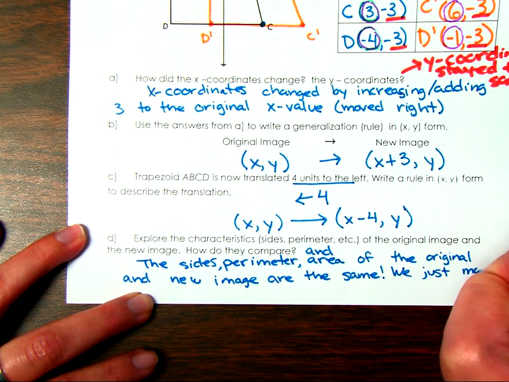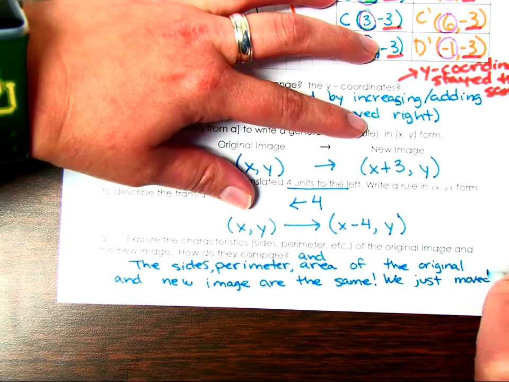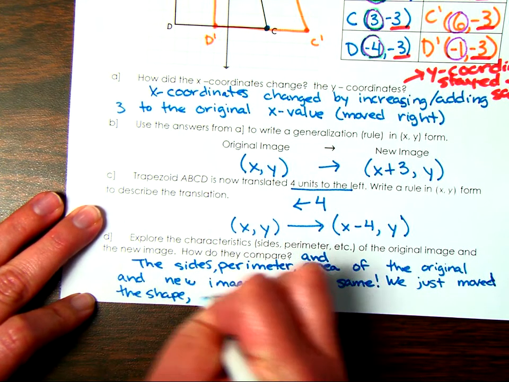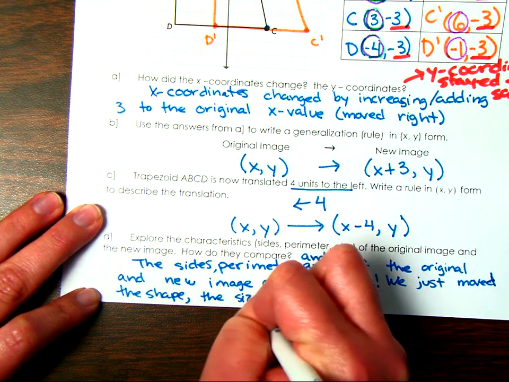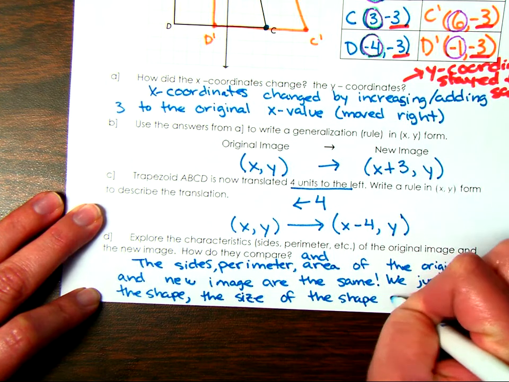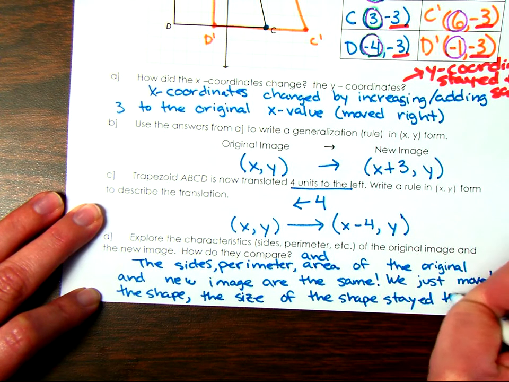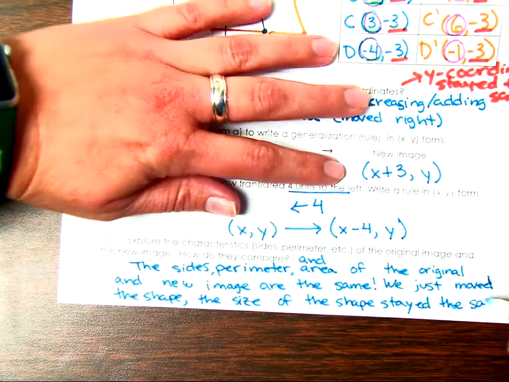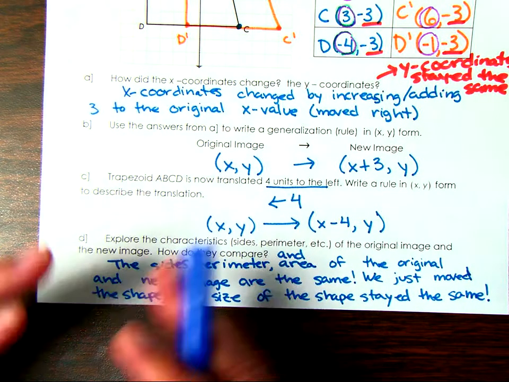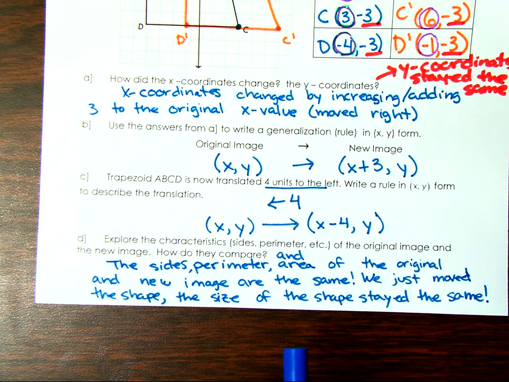We just moved the shape. The size of the shape stayed the same. Again, that makes sense because when it was a dilation, it changed the actual size, so then we had the perimeter and the area being changed. But if you're the exact same size and the exact same shape, just in a different position, just being moved over, you're going to have the same perimeter and area.